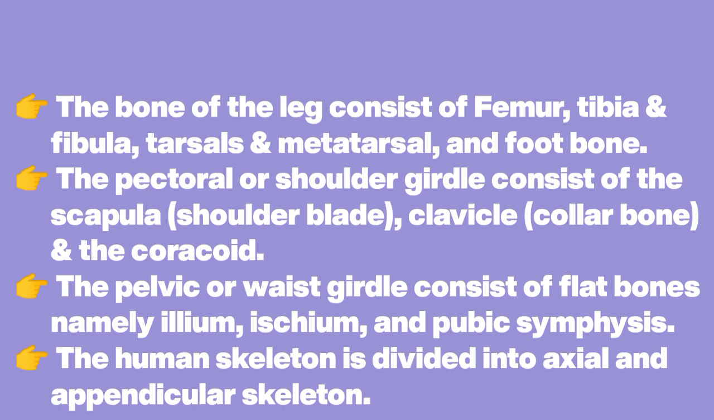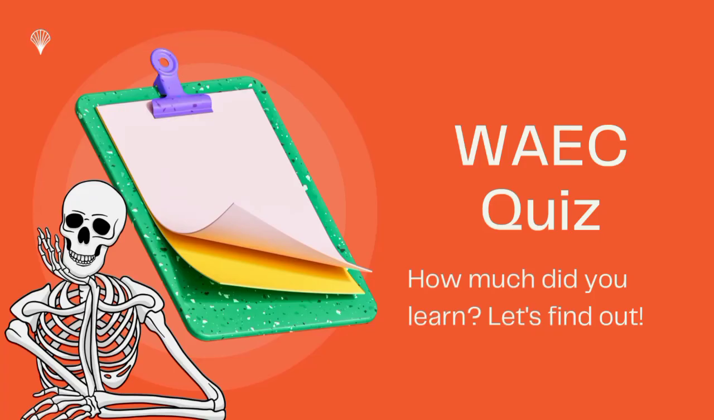Next is the bone of the ankle, which are called tarsus and metatarsus. Lastly is the bone of the foot, called the phalanges. Now let's see how much we have learnt in this lesson by reviewing our WAEC past questions.